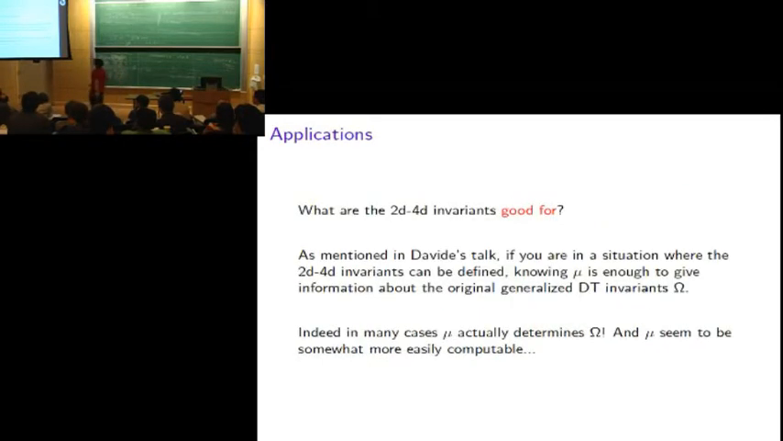OK. So what are these invariants good for? Well, as Davide mentioned in his talk, if you are in a situation where these 2D4D invariants can be defined, then knowing the mu, the 2D part of the data, the open part of the data, is enough to give information about the original generalized DT invariants, and in many cases actually determines omega. So far it's a phenomenological fact, but these mu seem to be somewhat more easily computable.